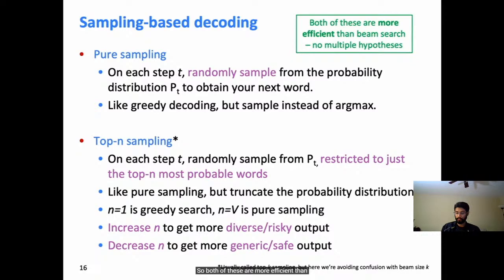So both of these are more efficient than beam search, which I think is something important to note, because there are no multiple hypotheses to track, right? Because in beam search, on every step T of the decoder, you've got K different, beam size many, hypotheses to track. Whereas here, at least if you're only generating one sample, there's only one thing to track. So it's a very simple algorithm. So that is one advantage of these sampling-based algorithms over beam search.